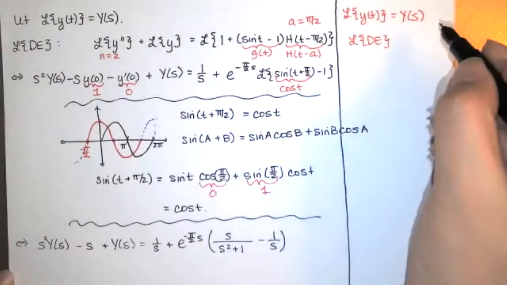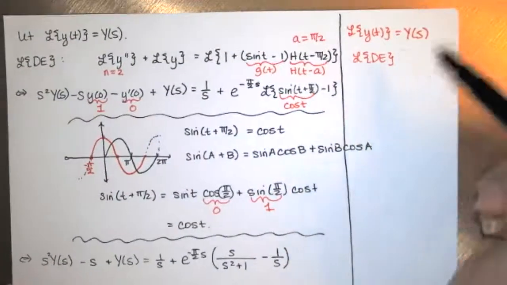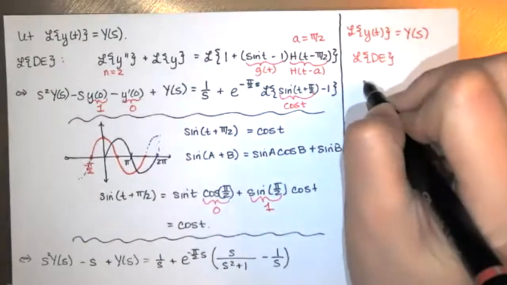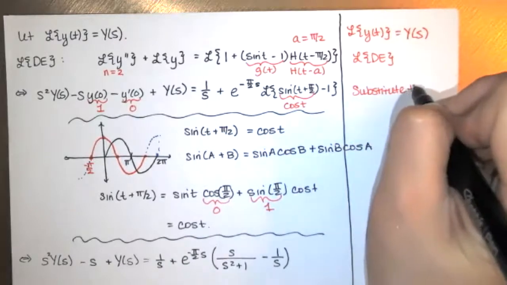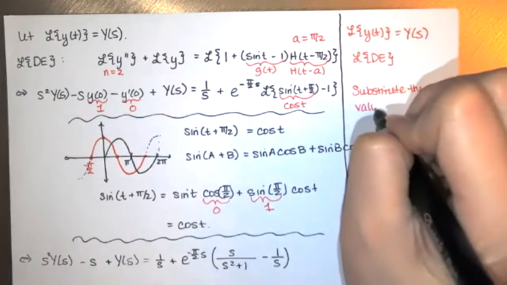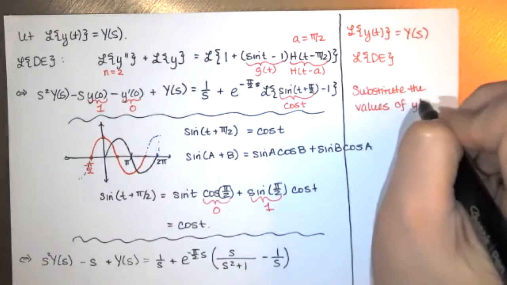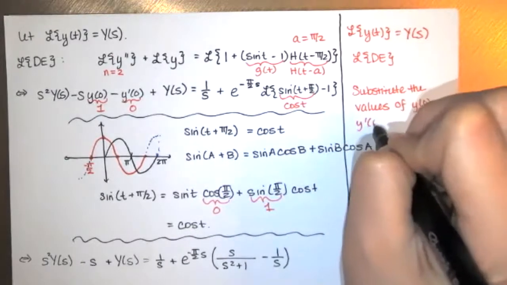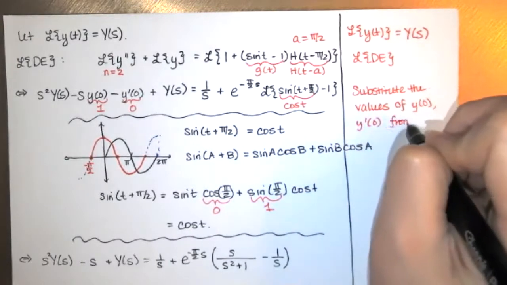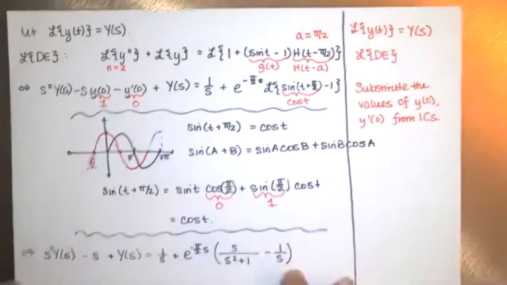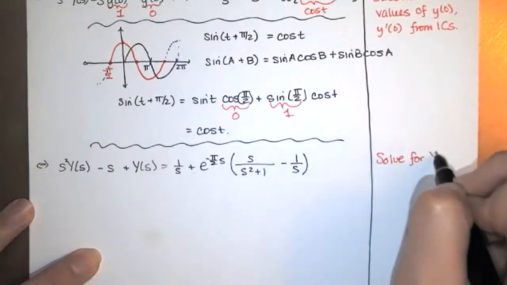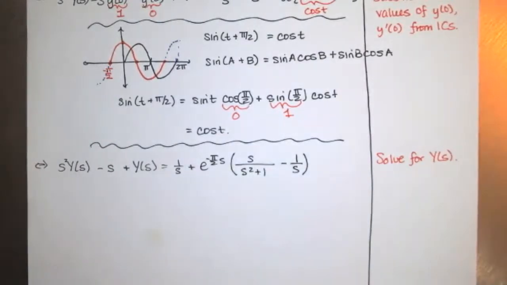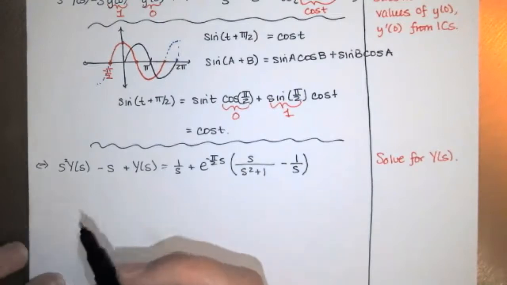So we state what our notation will be. We take the Laplace transform of the differential equation. We substitute the values of y of 0 and y prime of 0 from the initial conditions. And then you're down here and you just want to solve for y of s now. You want to solve for the transform of the function that you're looking for. So this is just a little bit of algebra from here.